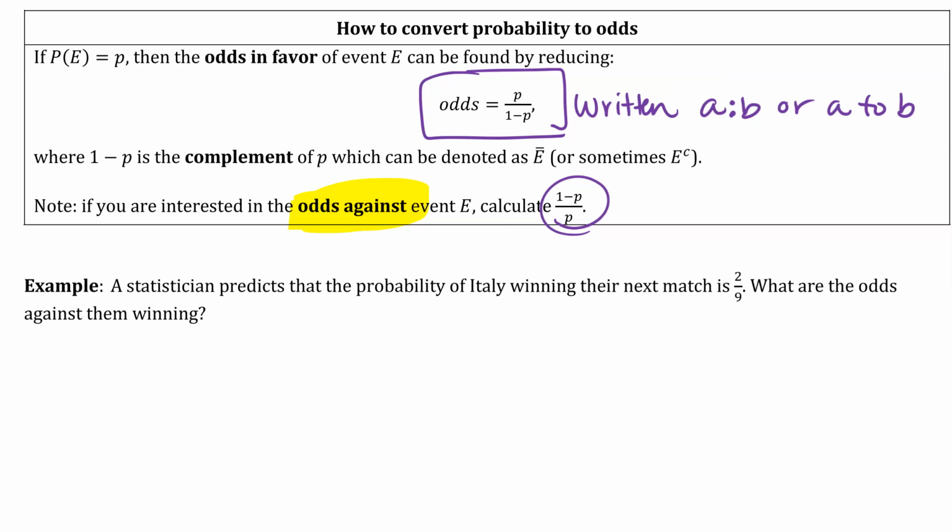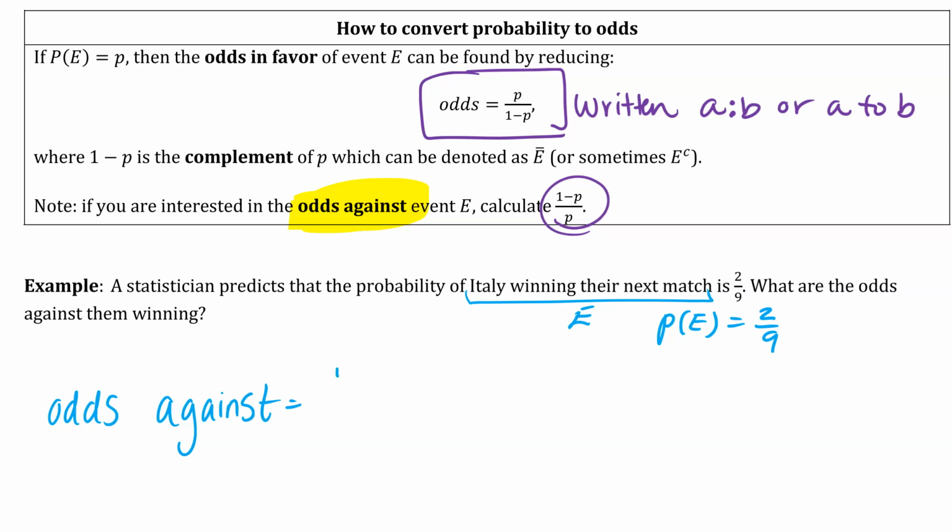In our first example, a statistician predicts the probability of Italy winning their next match is 2/9ths. So the probability of this event, Italy winning the next match, is going to be our event E. The probability of that event E is 2/9ths. So what are the odds against this team winning? So odds against is going to be equal to the second formula, which is 1 minus P over P. So 1 minus P is going to be 1 minus 2/9ths divided by 2/9ths.